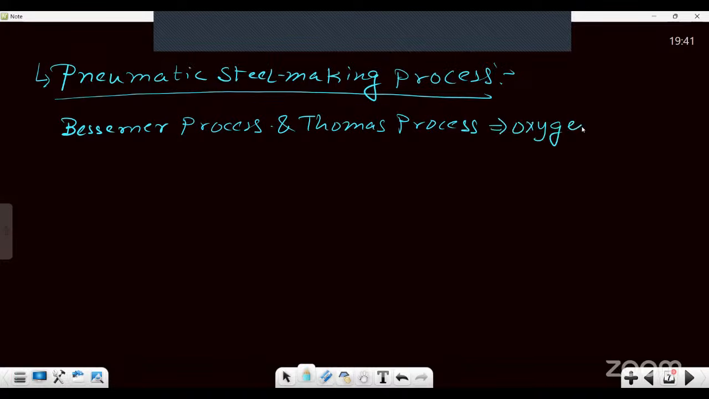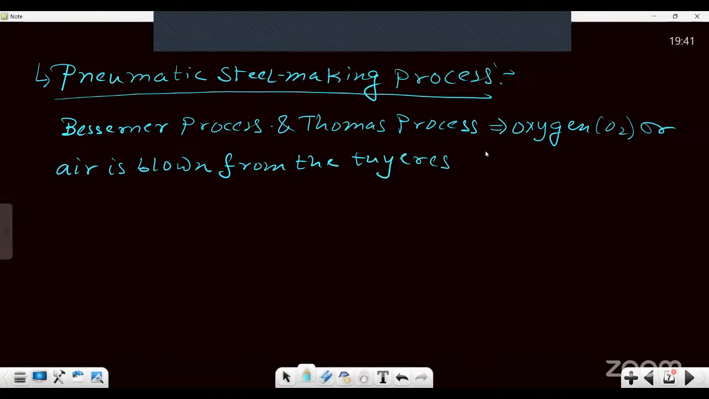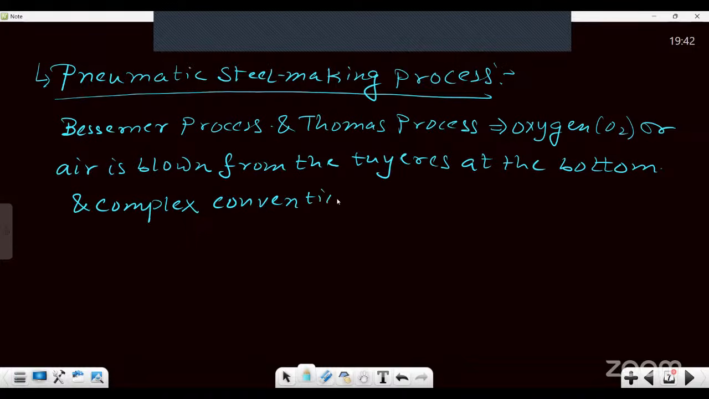Oxygen or air was blown from the tuyeres. The tuyeres were beneath, at the bottom, as we saw. So it was blown at the tuyeres at the bottom and complex convectional current takes place.